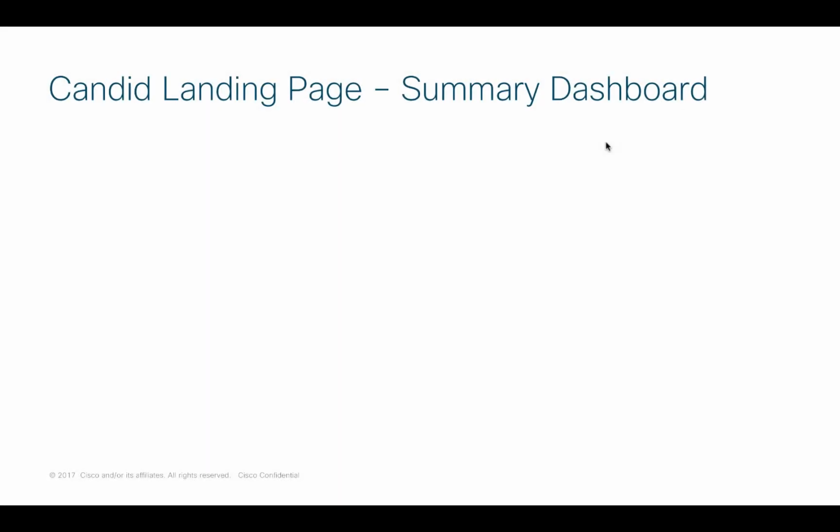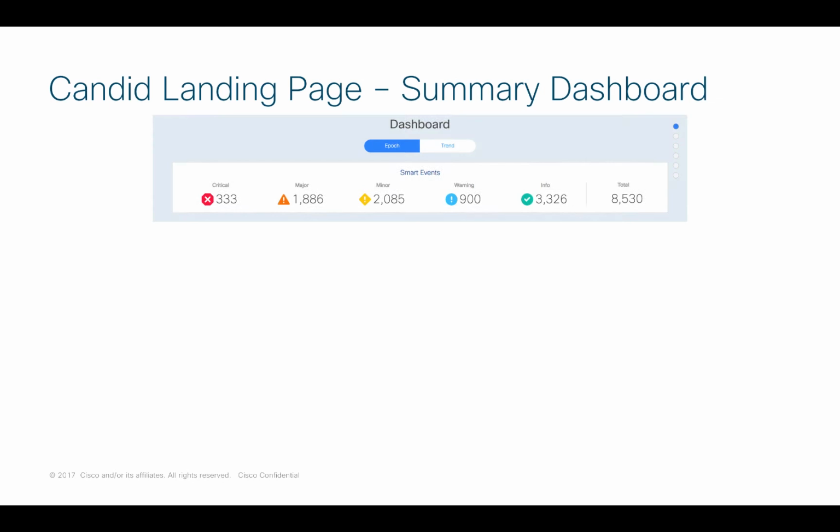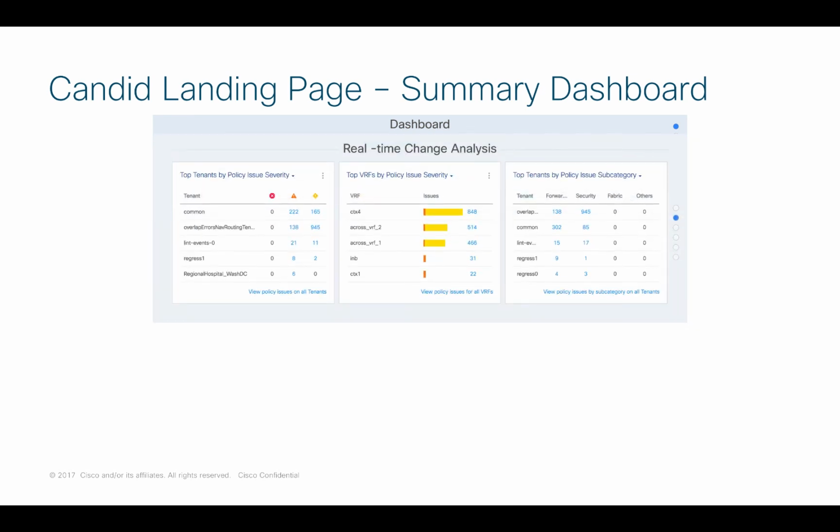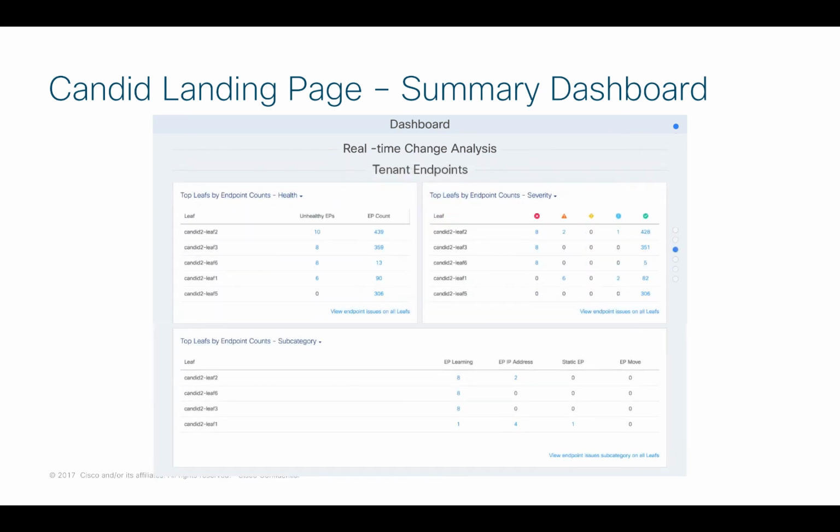To quickly summarize on the dashboard, you can see a high-level overview of what we call smart events, all the way from critical down to informational. If we want to dig a little bit deeper, we can look at real-time change analysis. So you have the ability to see what changed in your operating environment between analysis. You can continue to delve even further by looking at tenant endpoints and seeing if there's any issues or assurances of behavior that you're looking for.